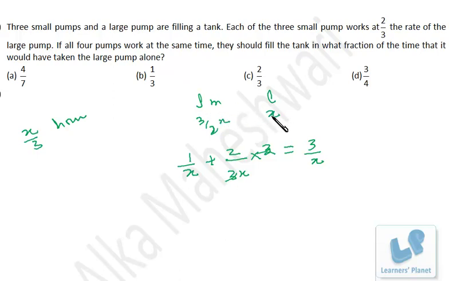And for the larger pump it would take just X hours. So we can find the ratio. That's X by 3 by X by 1. So it's 1 by 3. So that is the ratio. I hope you are clear.